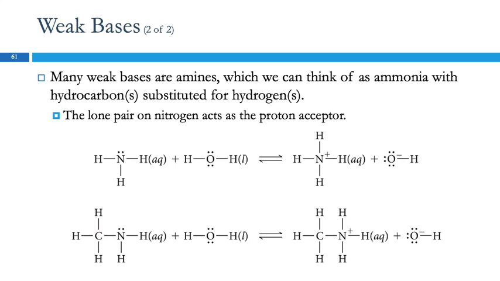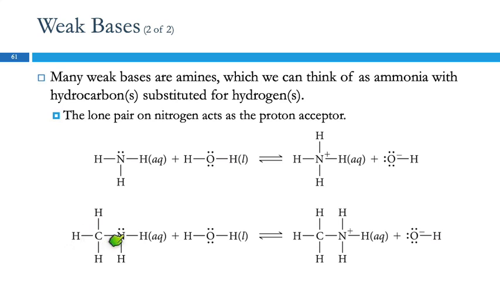So many weak bases are amines, and that's an organic chemistry term. A simple way of thinking about amines is they are ammonia with a hydrocarbon substituted for one of the hydrogens. So here we have ammonia. It's a nitrogen with 3 hydrogens. It's got a lone pair, and that lone pair is what can accept the hydrogen ion from water.